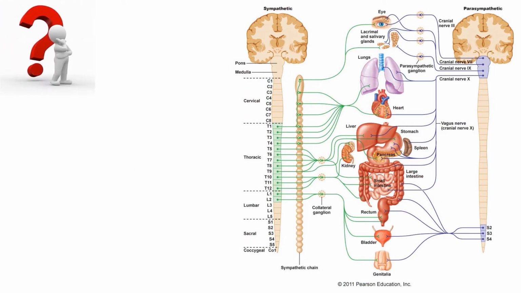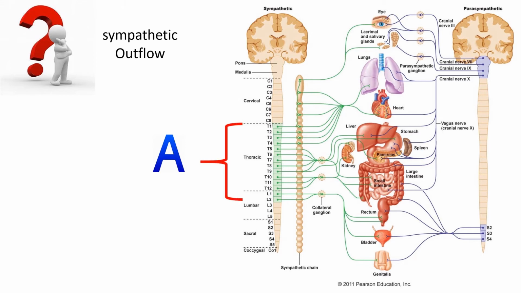Next question. What is the sympathetic outflow? What do we mean by sympathetic outflow? We mean how it's going to change from the central part to the peripheral part. And it is going to be T1 to L2.